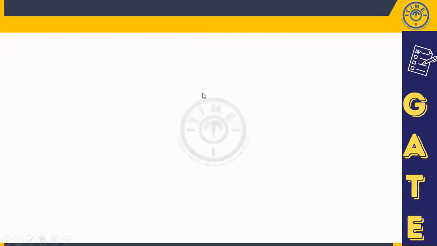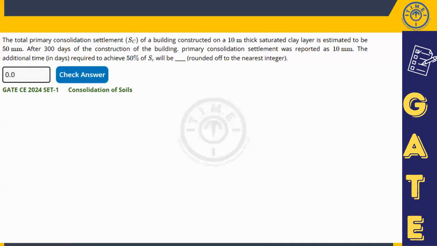So moving to the next question. This is a GATE 2024 question from set 1, 2 marks. The question is telling us the total primary consolidation of a building constructed on a 10-meter thick saturated clay layer is estimated at 50 mm. After 300 days of construction of the building, primary consolidation was reported as 10 mm. The additional time required in 300 days, you got 10 mm.